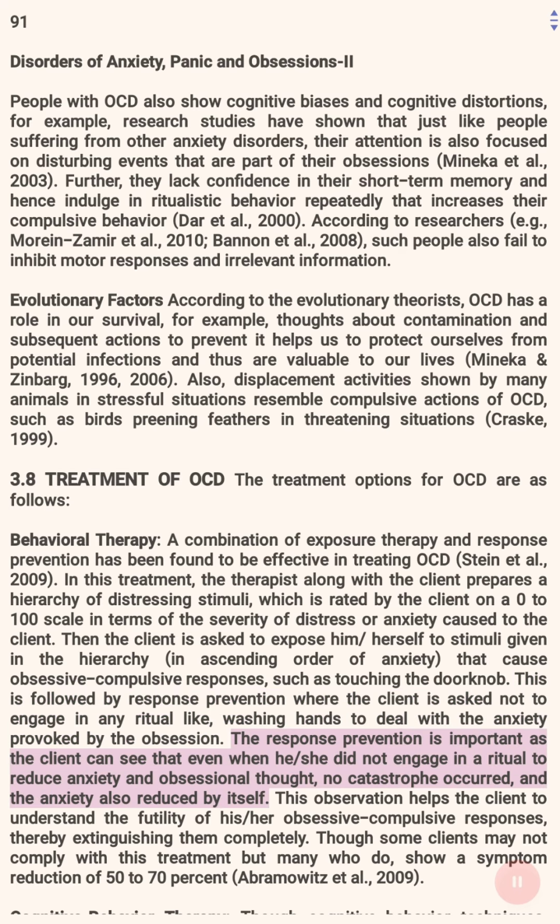The response prevention is important as the client can see that even when she did not engage in a ritual to reduce anxiety and obsessional thought, no catastrophe occurred, and the anxiety also reduced by itself. This observation helps the client to understand the futility of her obsessive-compulsive responses, thereby extinguishing them completely. Though some clients may not comply with this treatment, many who do show a symptom reduction of 50 to 70%. Abramowitz and others, 2009.